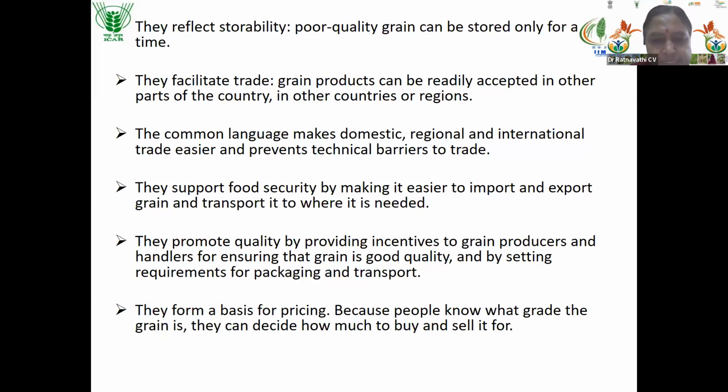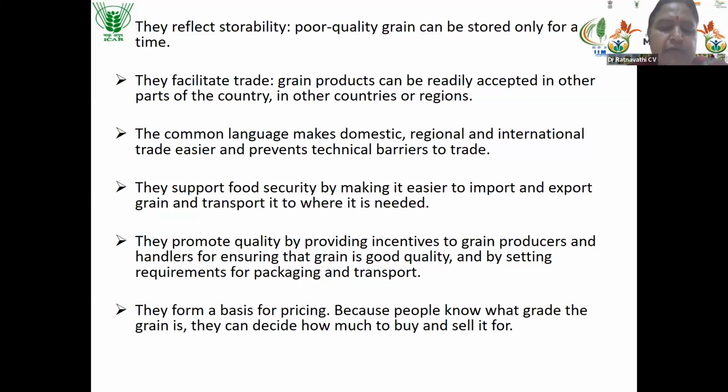They support food security by making it easier to import and export the grain and transport it to where it is needed. Once you have a certification, you have a labeling for the food quality and the quality of the product that is being imported or exported or transported. You can assure a legal process, whether you import or export or transport. They promote quality by providing incentive to grain producers and handlers for ensuring that the grain is good quality and by setting requirements for packaging and transport.